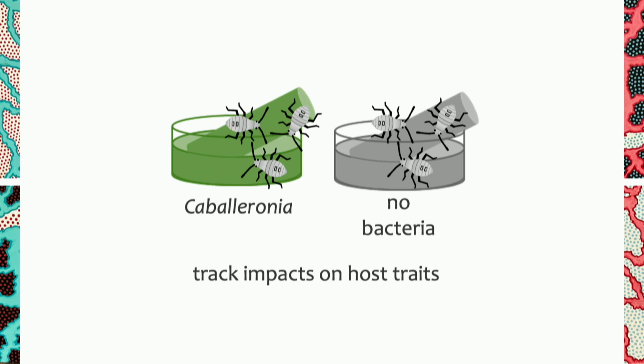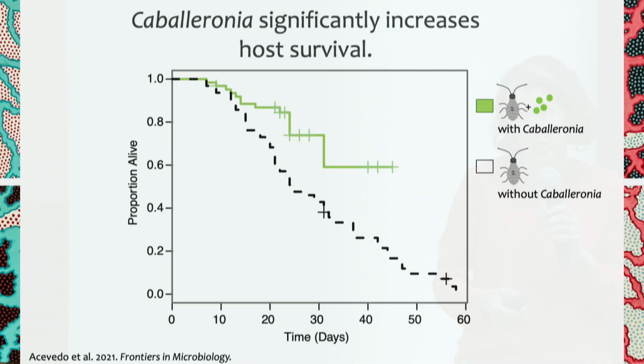Because we can actually work with them so easily in the lab, we can do some basic experiments, right? We take some bugs, we feed them on diet with RNA or without, and then we can track things like host phenotypes and see what happens. And the first thing that we see is that survival is much higher when you have RNA than when you don't.